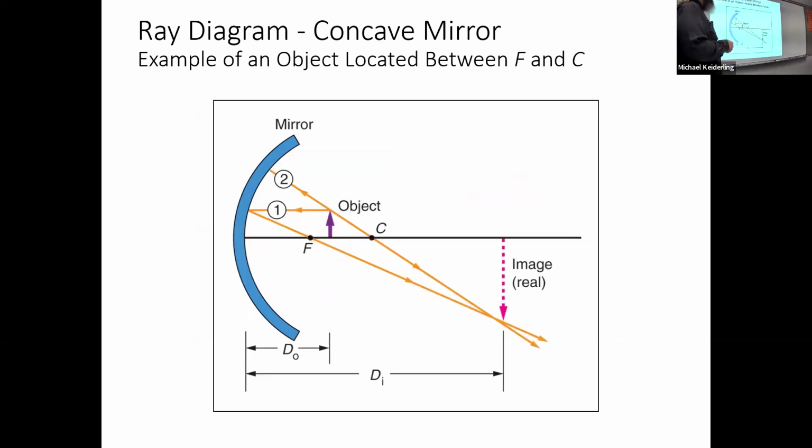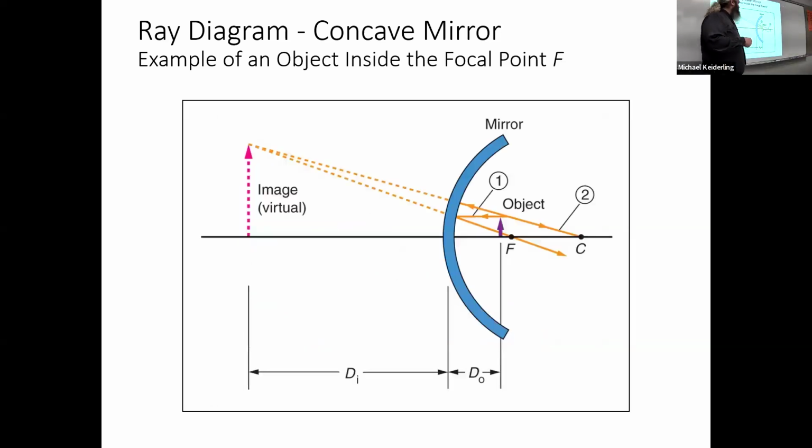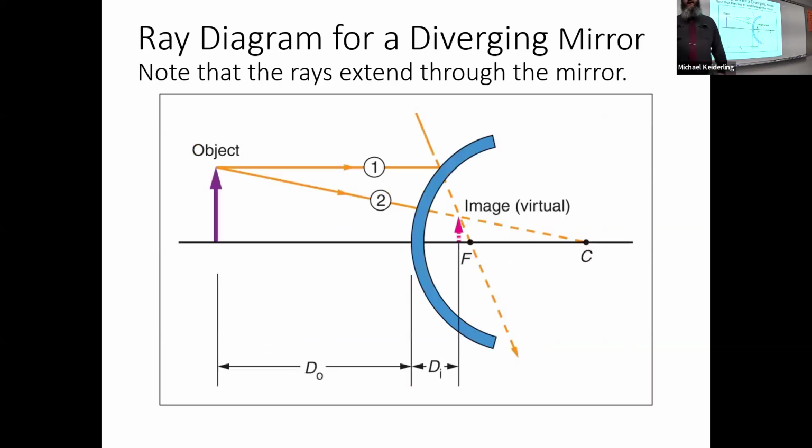If you have a concave mirror and you have an object that's located between the focal point and the center of curvature, it will form a real, inverted image that is larger and beyond the center of curvature. And if you have an object that's within the focal length of a concave mirror, it will form a larger, upright, virtual image on the far side of the mirror. And for a diverging mirror, a convex mirror, it will always form a smaller, upright, virtual image.